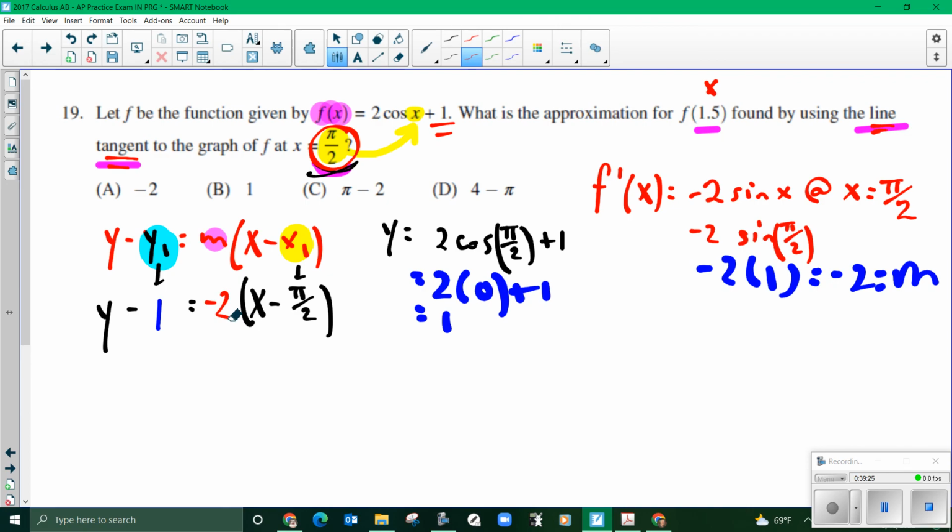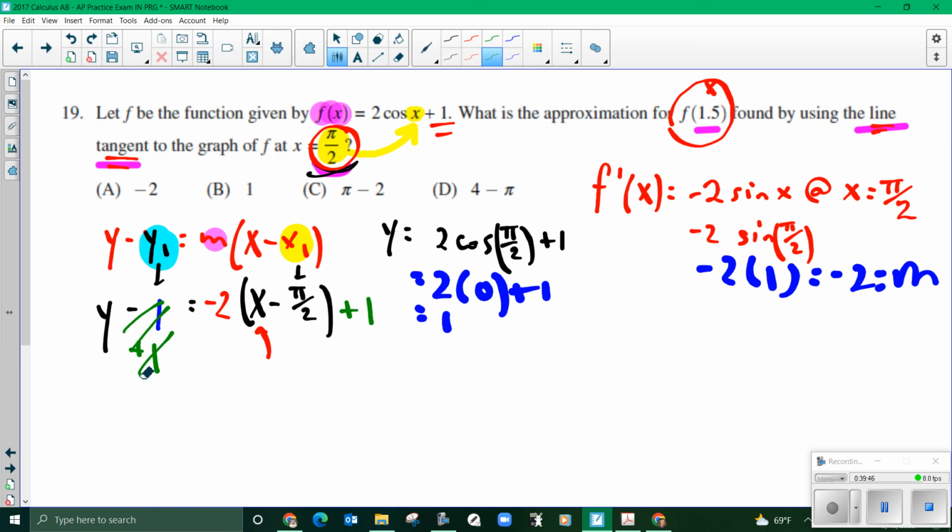All right, so if I need to find y, they're asking me, what's the y value when x is 1.5? So I need to throw 1.5 in here and solve for the y. All right, so now let's make this easy. Let's add 1 to both sides. Let's solve for our y right now.